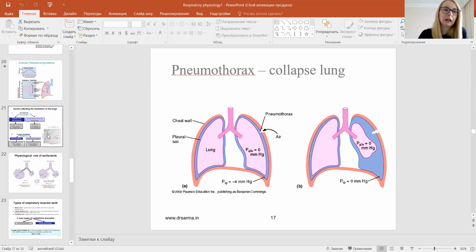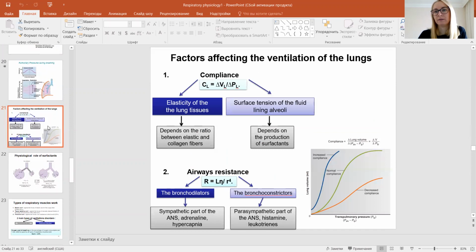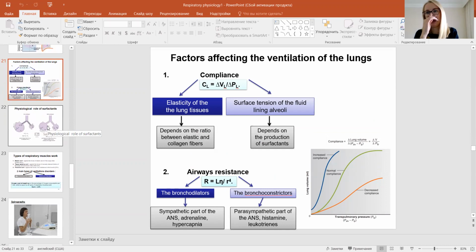Now let's discuss factors that affect ventilation of the lungs. The pulmonary compliance and the airway resistance are the two most important factors that affect pulmonary ventilation. Let's discuss first compliance. Pulmonary compliance is the term that refers to the change of lung volume due to the transmural pressure change.